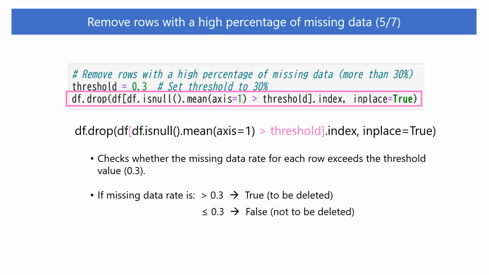Next, let's focus on the part greater than threshold. It checks whether the missing data rate for each row exceeds the threshold value. If the missing data rate for each row exceeds the threshold value of 30%, it is classified as True, and the row is selected for deletion. If the missing data rate is 30% or less, it is classified as False, and the row is not deleted.